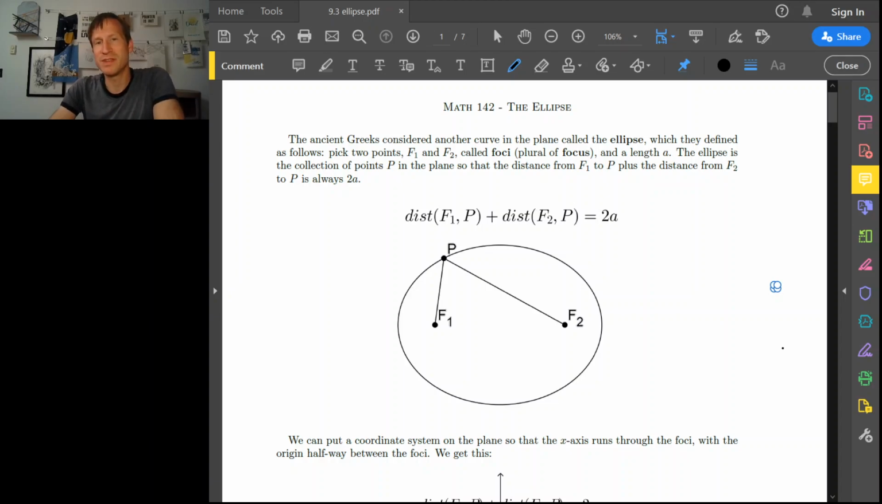You may be familiar with the ellipse as a kind of an oval shape. In fact, the ellipse is a very particular oval shape. The ancient Greeks defined it like this.